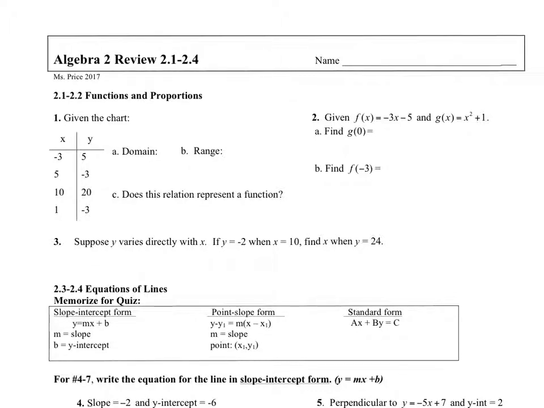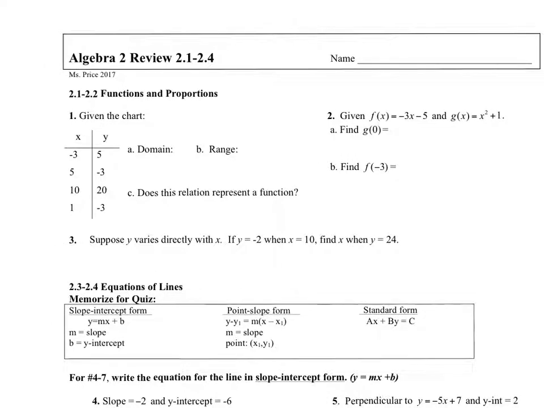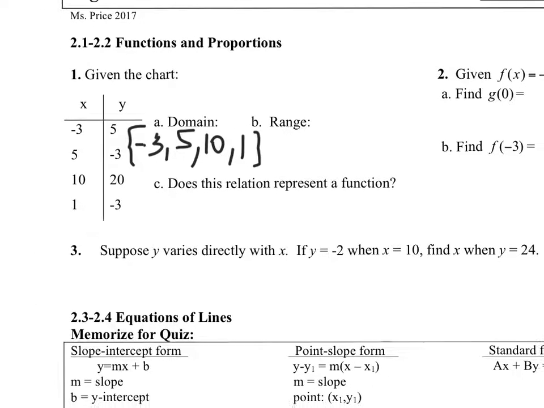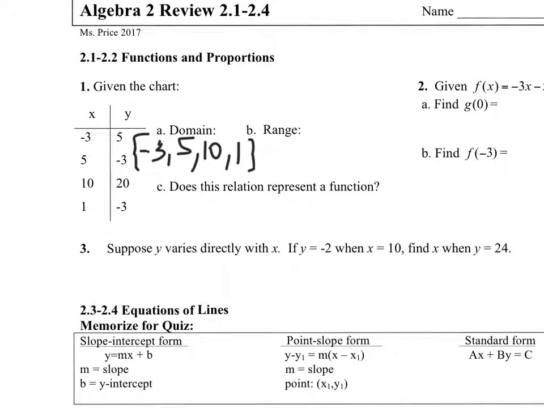So the domain are which values, x or y? X. Domain are x values. So our x values are -3, 5, 10, and 1. If you want to put brackets around that, you can, or not. I'm not going to mark off for that. And then the range would be the y values. And for the range, you don't have to list values that happen twice. Listing them only once is okay.